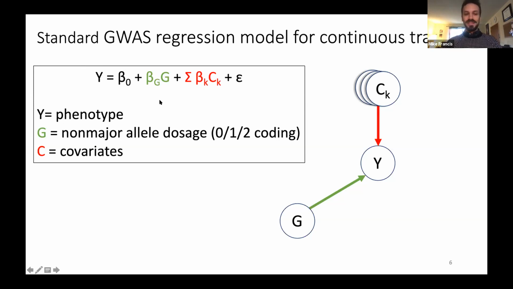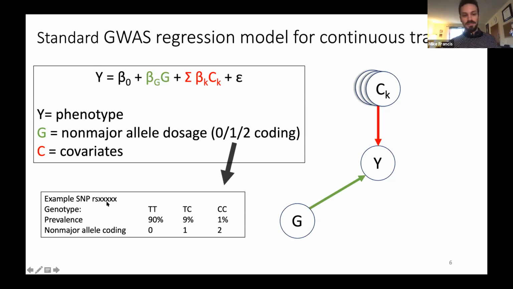For this G term, the betas are the effect sizes, and G will be the non-major allele dosage. For example, if you have SNP RSXXX, if the major genotype is TT, the heterozygote is TC, and the homozygous recessive is CC, we would code this as 0, 1, and 2, according to how many C alleles there are. And then the covariates, usually things like sex and age. I'll talk about the specific covariates I used a little bit later, but this is just a general way to understand it.